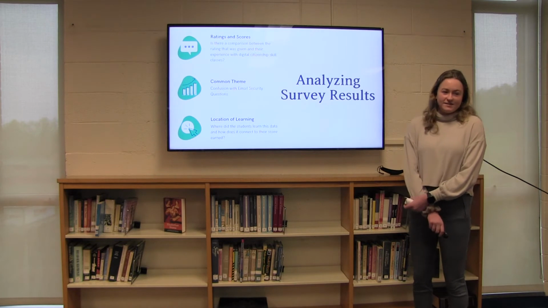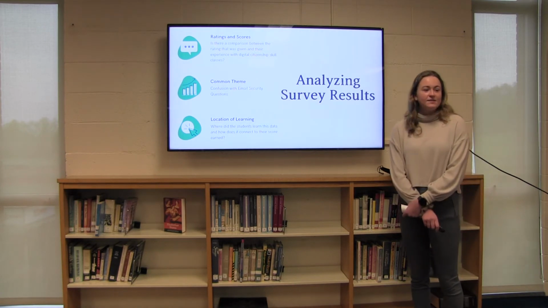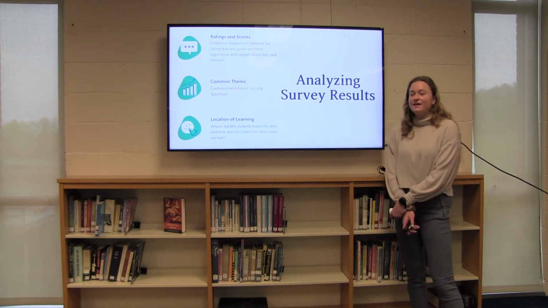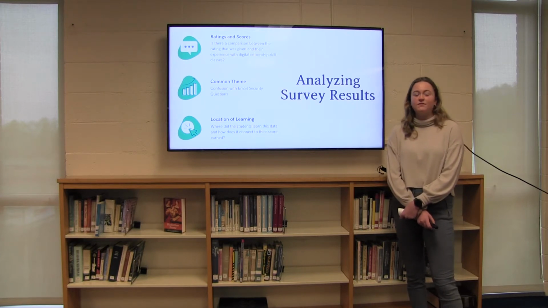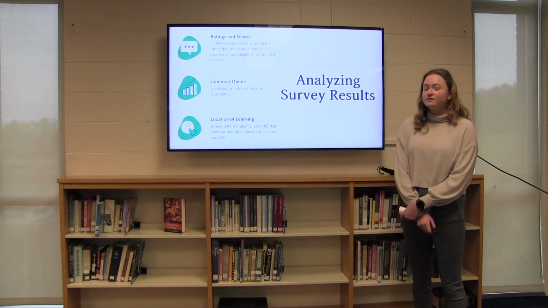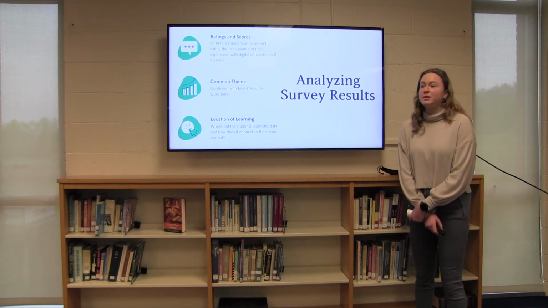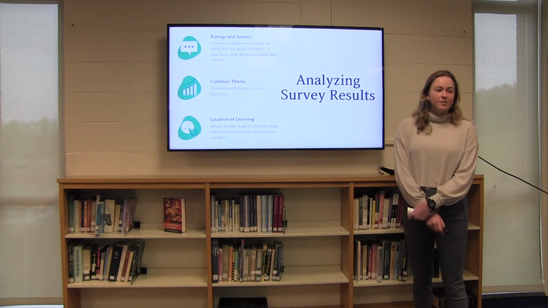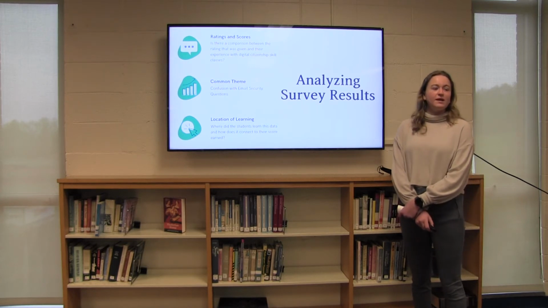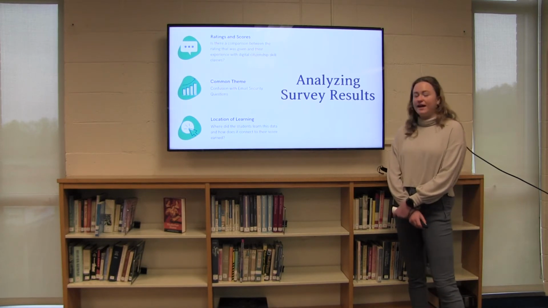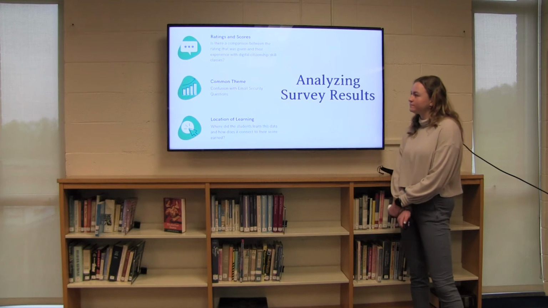So how I analyzed these results. I looked at the ratings that they gave in the first section of the survey and compared it to the score they received to see if there was any connection. I also looked for any common themes. I found one between confusion with the email security questions. And then I had to look at the location of learning because in order to answer my question, it had to be learned in school.